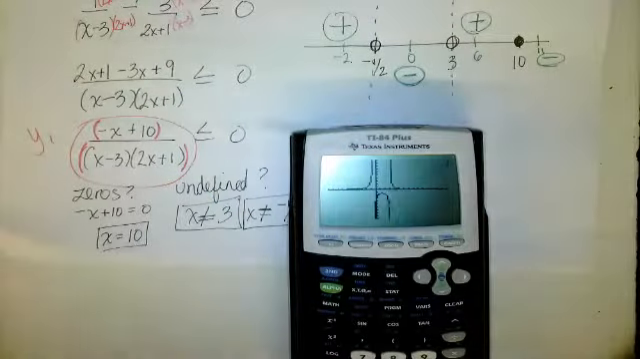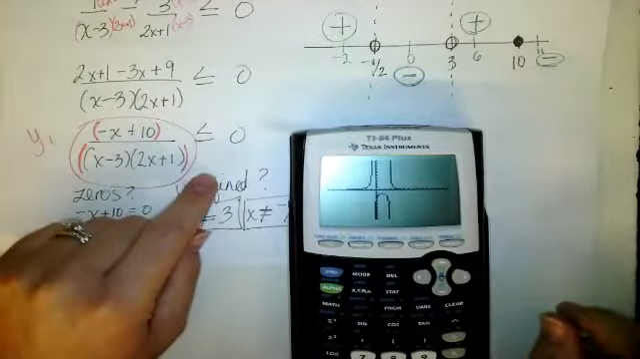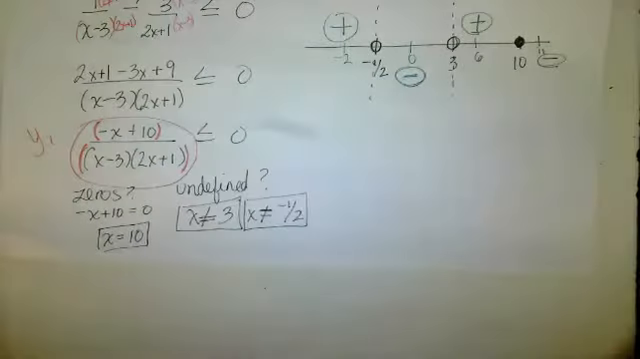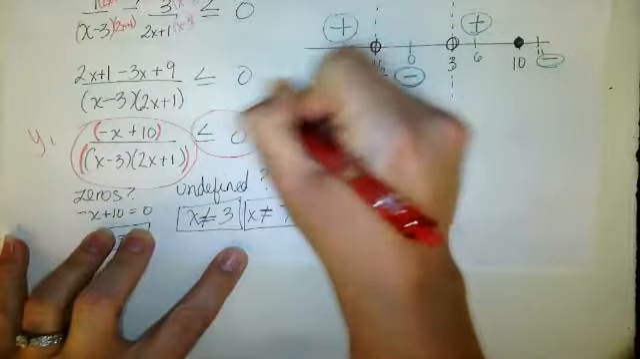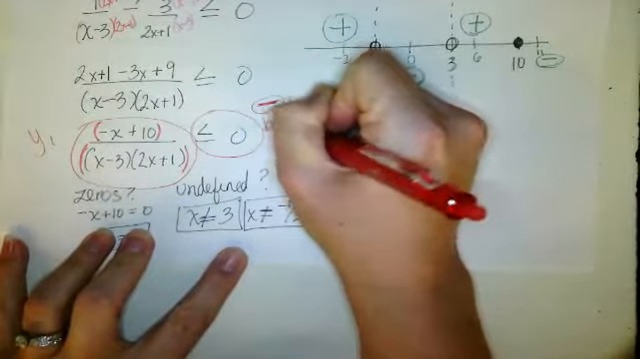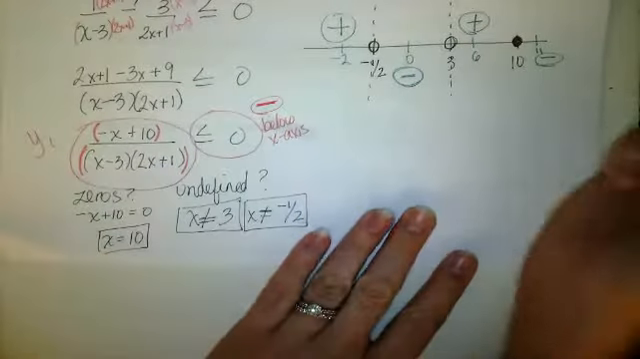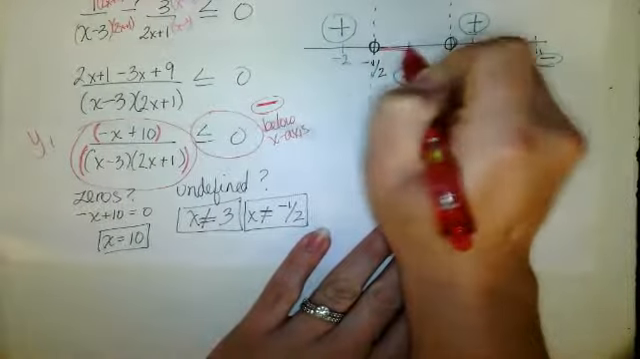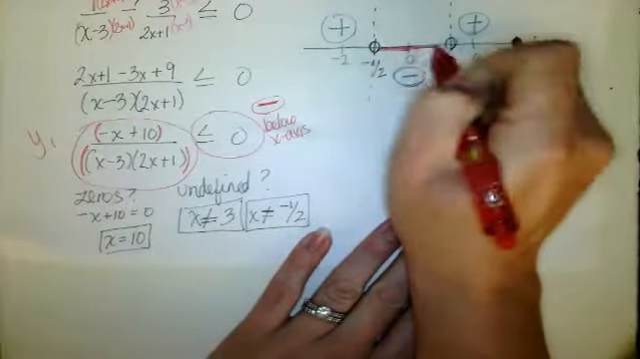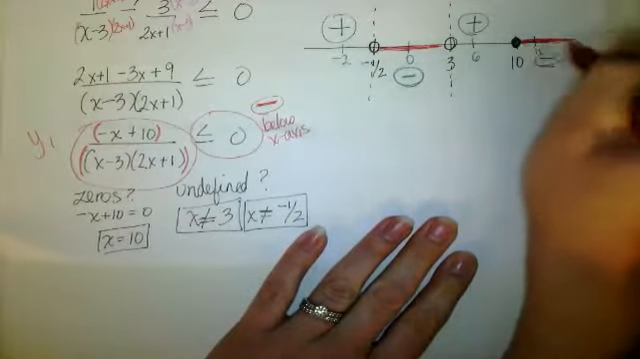All right. So what are we interested in? What are we trying to figure out? Less than or equal to 0, which means negative or below the x-axis. Good. All right, so where are we negative? Between -1/2 and 3 and 10 and everything to the right.